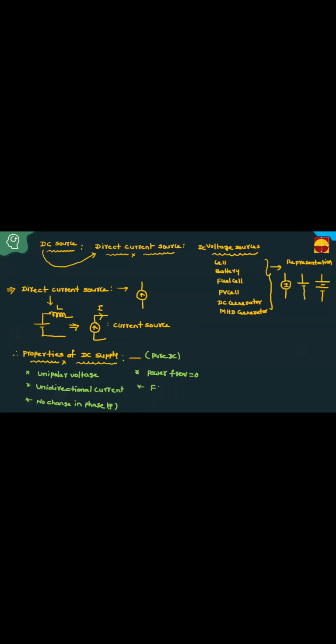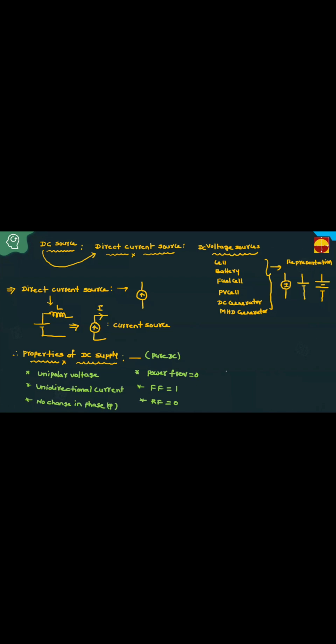For pure DC, form factor equals 1 and ripple factor is 0. DC supply driven systems are superior with respect to precision, accuracy, portability, compactness, and ease of control.